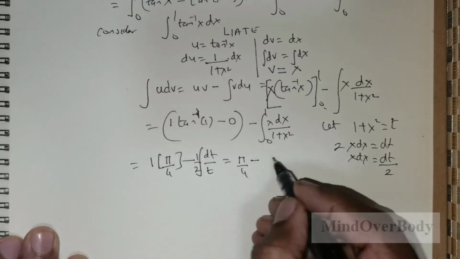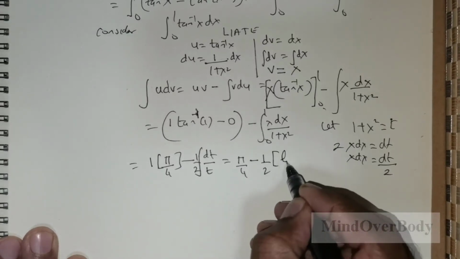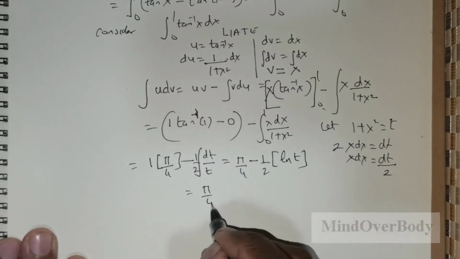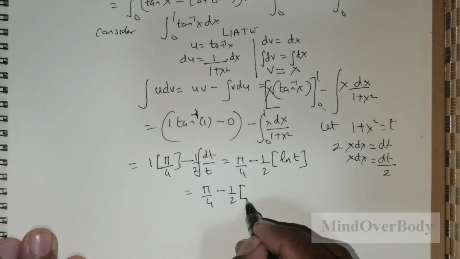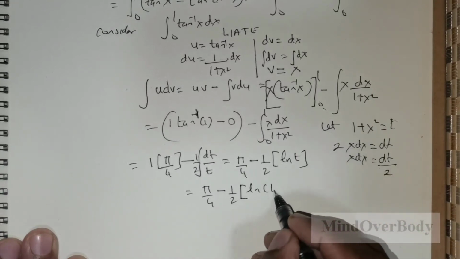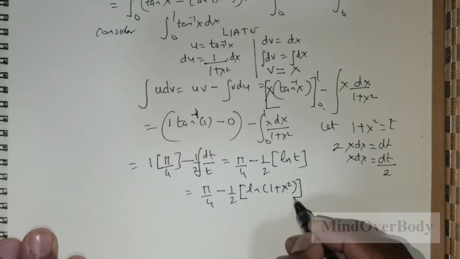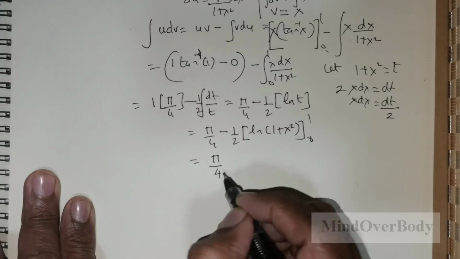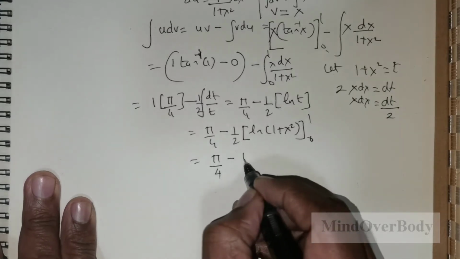So this is going to be 1 over 2 times ln t, which is equal to pi over 4 minus 1 over 2 times ln t. The t value is 1 plus x squared. So the limits are 0 to 1.